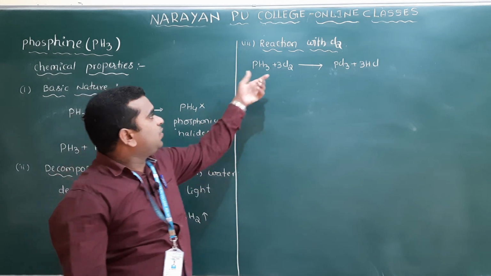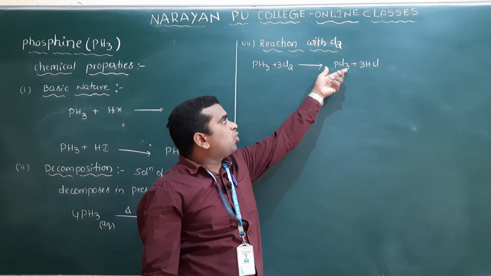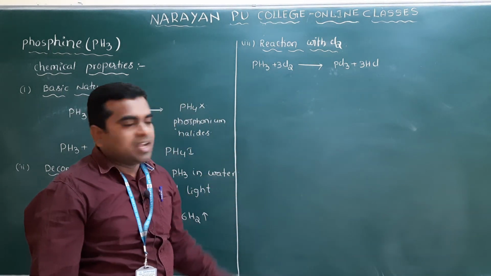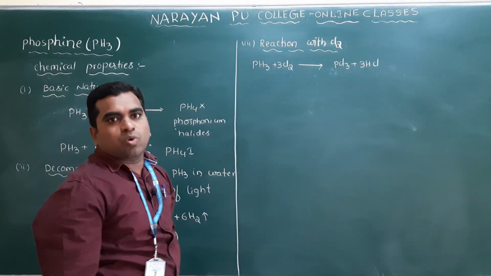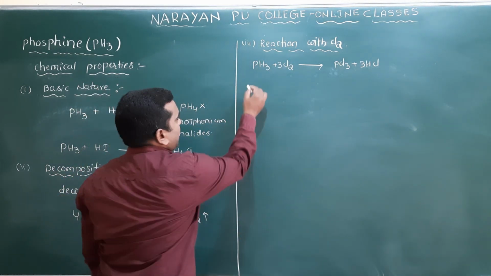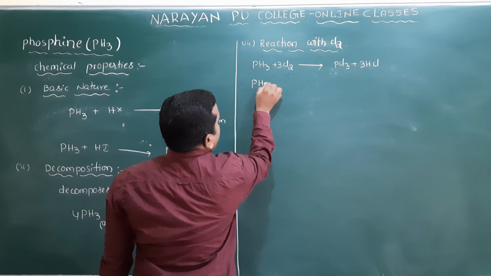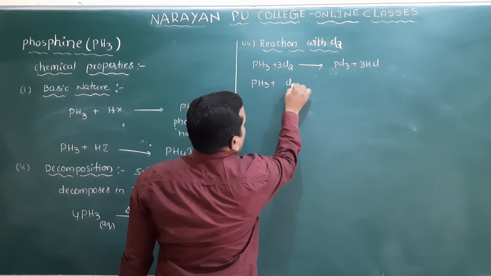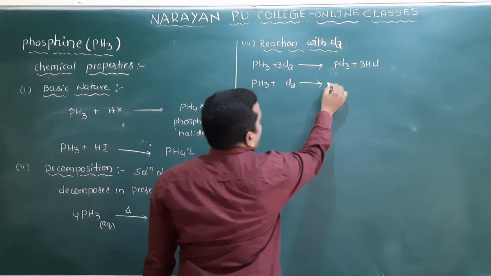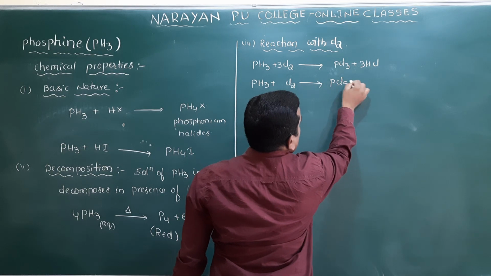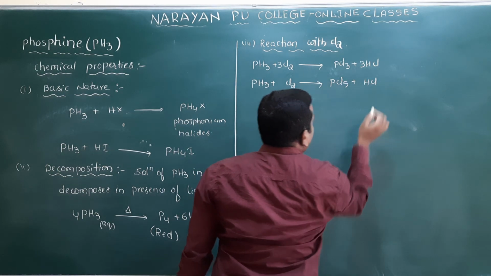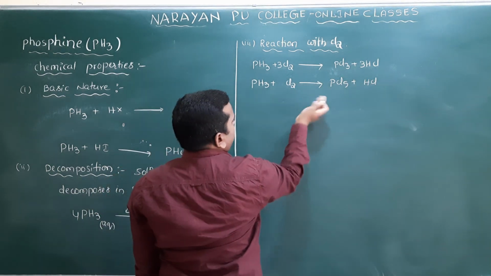Clear? And if you take 3 moles of chlorine, you will get PCl3. And if you take excess chlorine, then you will get PCl5. So that also I will write here. PH3 when reacted with chlorine. Clear? So what will you get here? You will get PCl5 plus what? HCl. Clear? Now balance here.